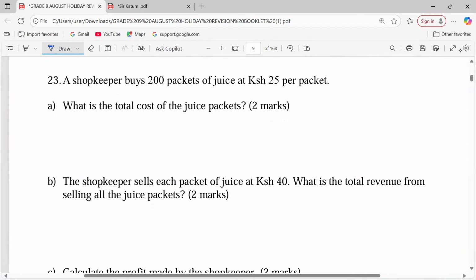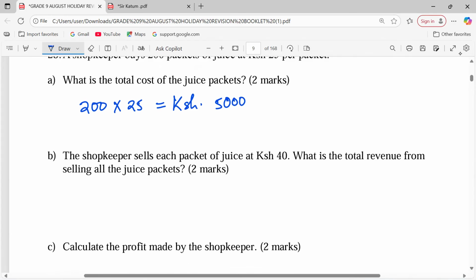Number 23. The question says that a shopkeeper buys 200 packets of juice at 25 Kenya shillings per packet. What's the total cost of the juice packets? 200 packets, each at 25. We shall then spend 5,000 Kenya shillings.